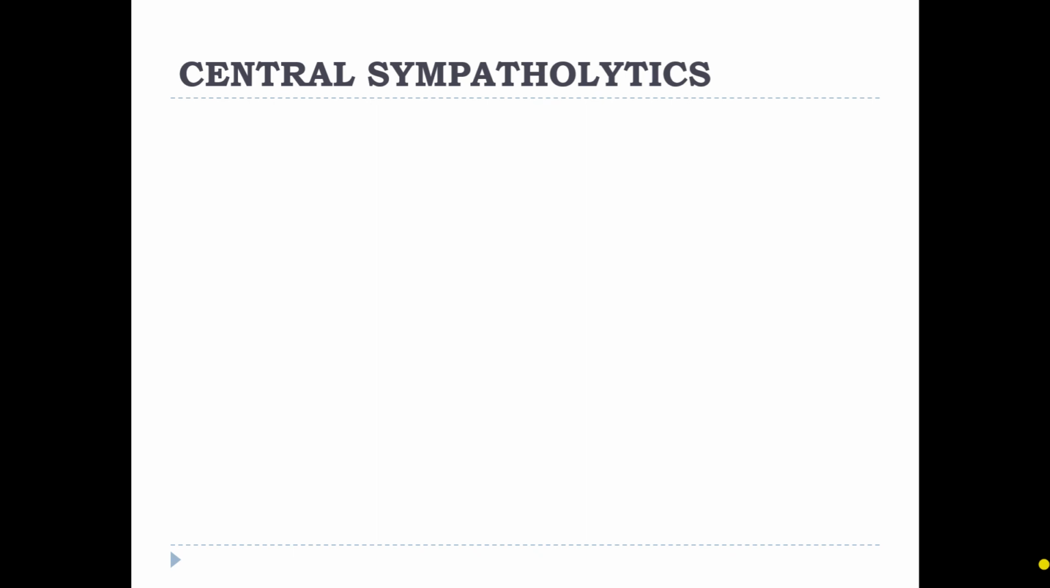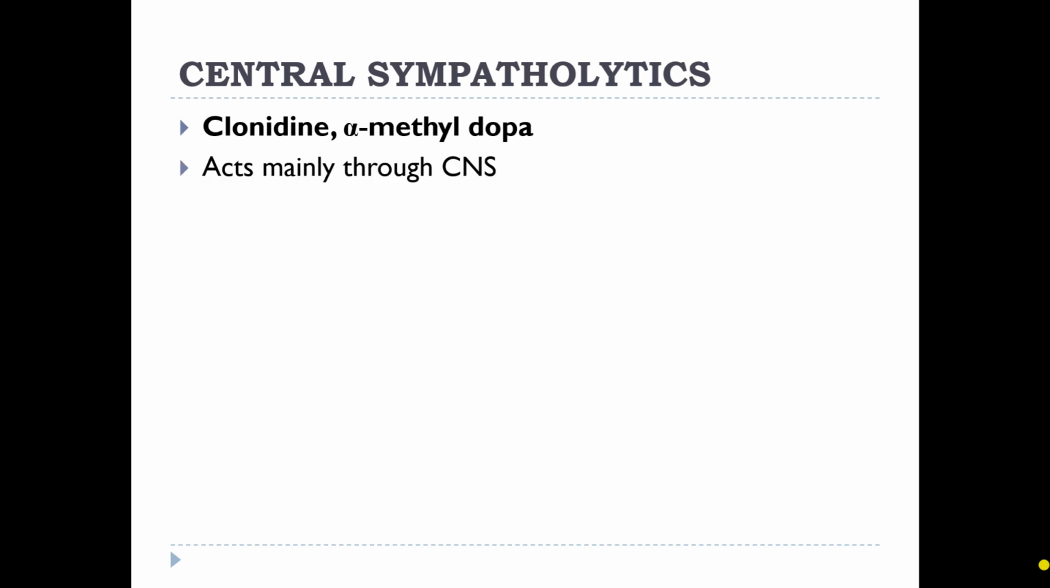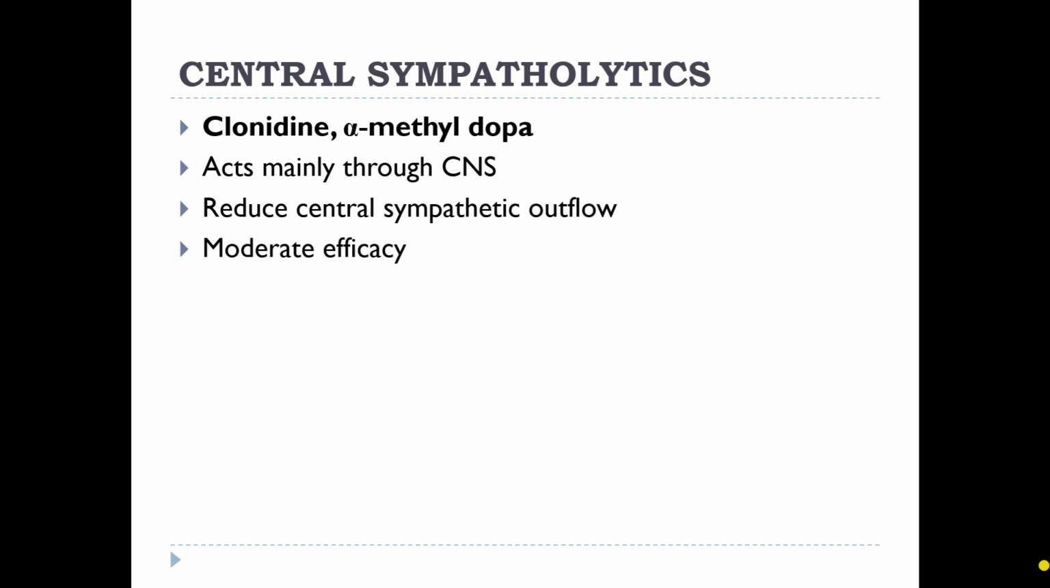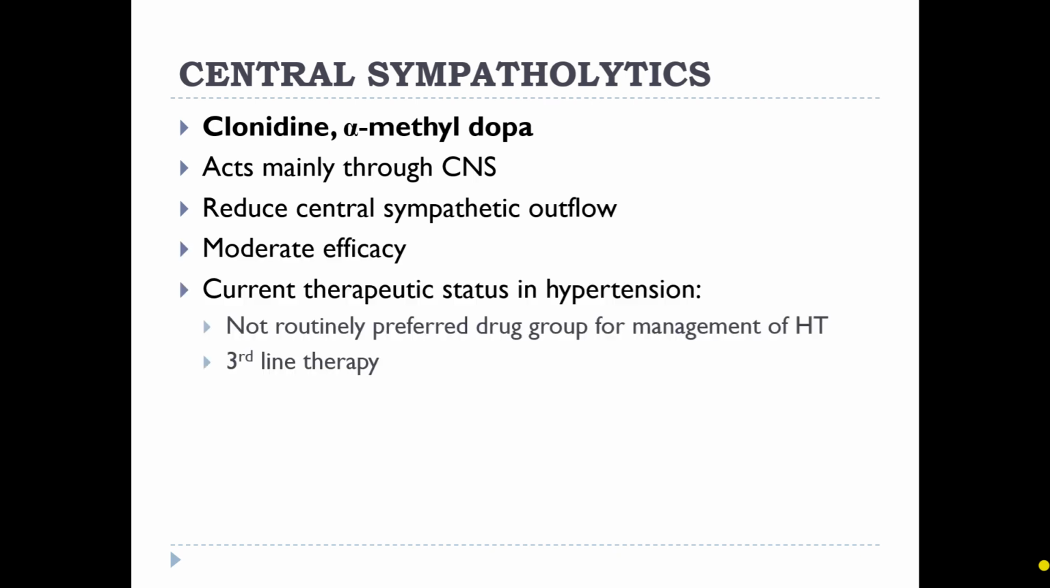Next drug class of sympatholytic is central sympatholytics that include clonidine and alpha methyl dopa. They act mainly through the CNS. As the name suggests, they are centrally acting drugs. They reduce the central sympathetic outflow. They are considered having moderate efficacy, and in current therapeutic status, they are not preferred in the management of hypertension. They are third line therapy.